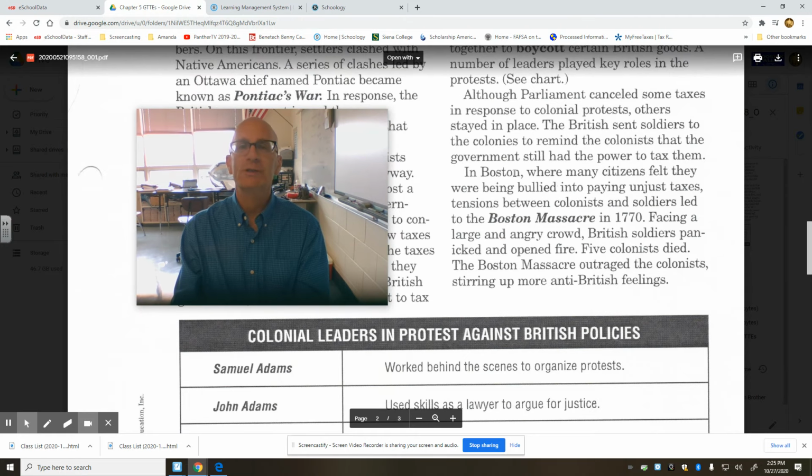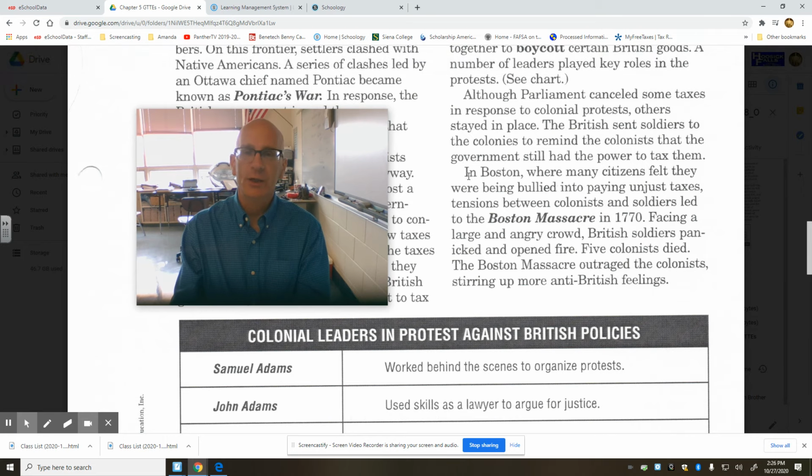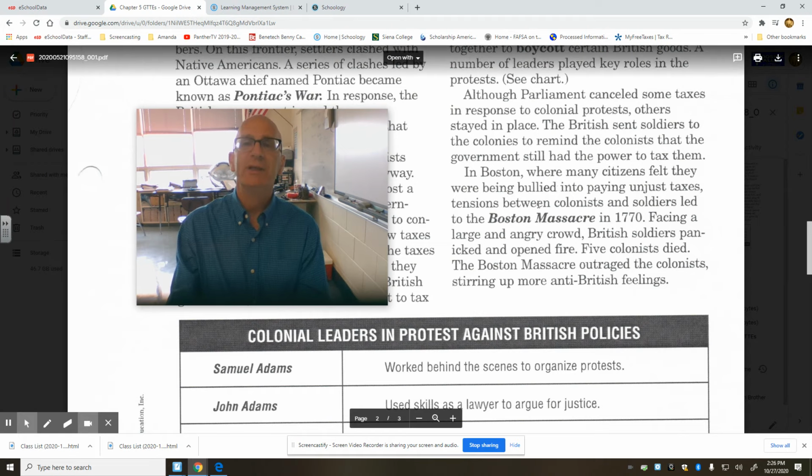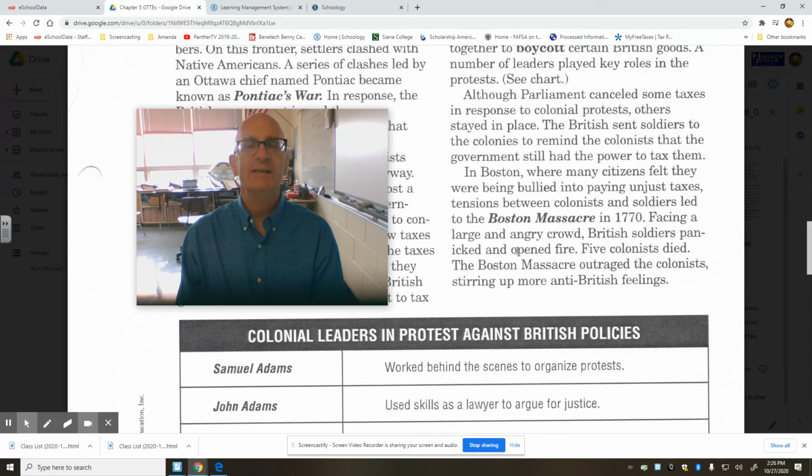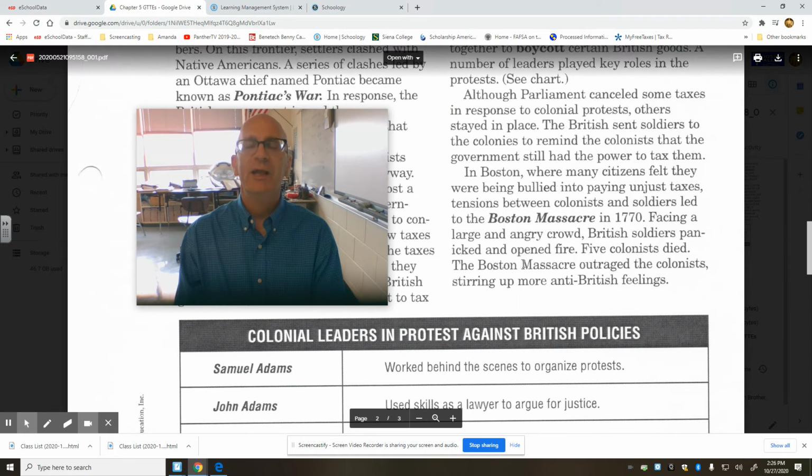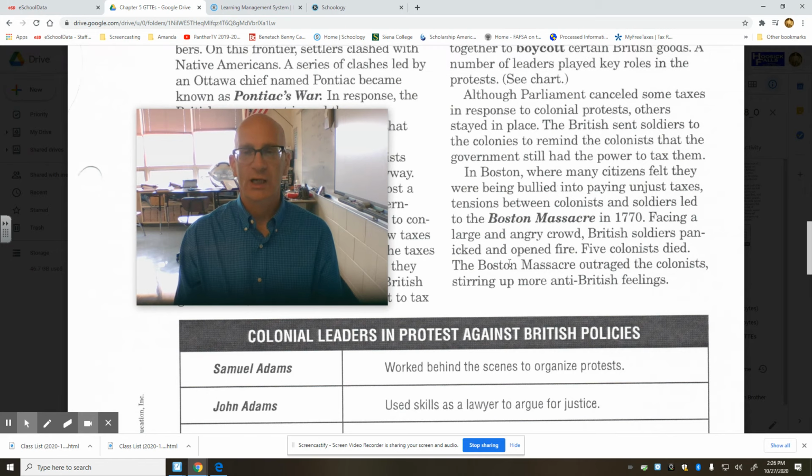And finishing up the reading, we're going to talk briefly about the Boston Massacre. In Boston, where many citizens felt that they were being bullied into paying unjust taxes, tensions between colonists and soldiers led to the Boston Massacre, which we will spend a lot of time on in class after this reading. This occurred on March 5th, 1770, to be exact. Facing a large and angry crowd, British soldiers panicked and opened fire on colonists. Five colonists were killed, and the Boston Massacre outraged the colonists, stirring up more anti-British feelings.